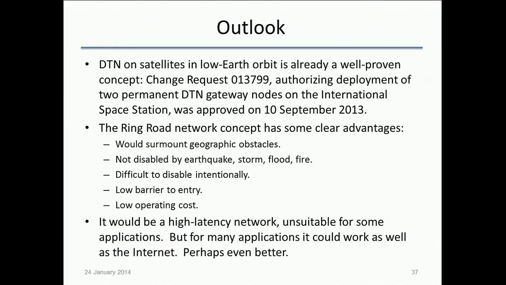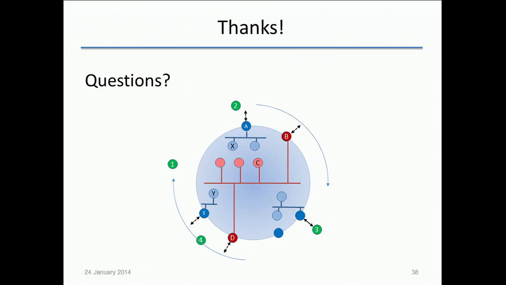There's a low barrier to entry in building the infrastructure, a low operating cost over time, and it would make it possible to offer internet-like service to a vastly greater fraction of the human population than we can offer right now. It would be a high latency network, and for some applications it would evidently be unsuitable. But for a lot of applications, I believe it would work as well as the internet, and in some cases even better. And that's the conclusion of my presentation. Thank you very much.